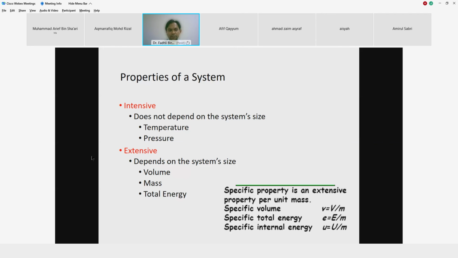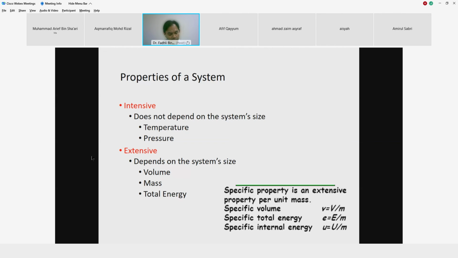Before we move to the next slide, I will explain to you these properties of a system in terms of another analogy. Instead of using your room, we can also use another analogy. For example, if you have a cake, a birthday cake right now, in front of you.